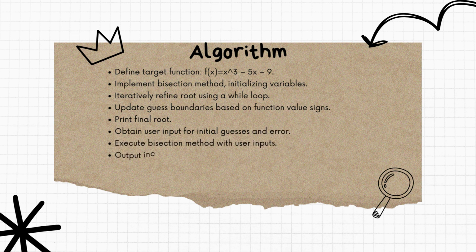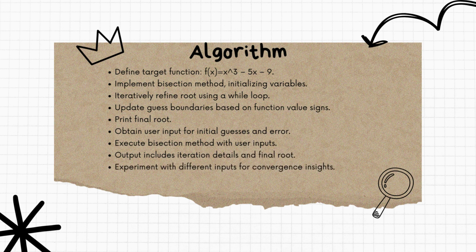Firstly, we initialize variables. We set up our algorithm, creating a function to represent the mathematical relationship. Secondly, we do iterative refinement. Within a while loop, we calculate the midpoint between initial guesses and update our boundaries based on the sign of function values. Third, we print out the result. The algorithm keeps refining until the absolute function value at the midpoint is within our specified error.